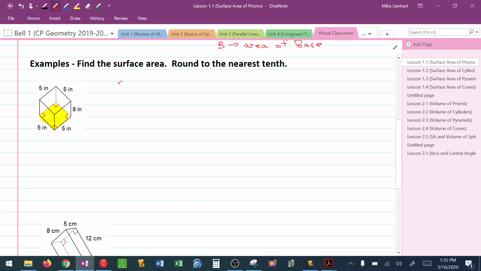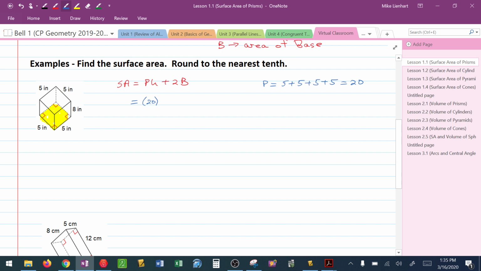The first thing I want you to do is write down SA equals PH plus 2 big B. I expect to see that on every one of your worksheets. The second thing I'm going to do is figure out what P, H, and big B are, and then put them into the formula. So off to the side here, I'm going to write P equals. I know that the perimeter of a square, with sides of 5 for each of them, is 5 plus 5 plus 5 plus 5, which gives me 20. I'm going to write 20 in here for P.